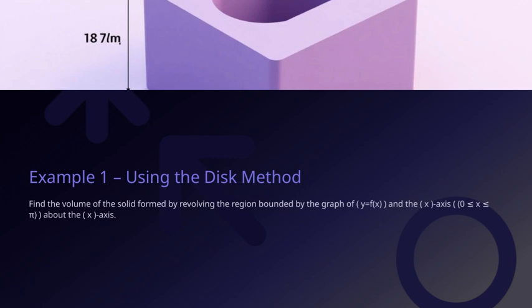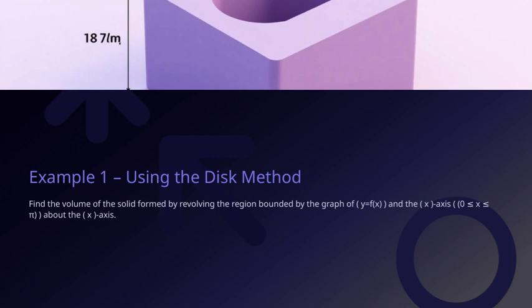The key idea here is to imagine slicing the solid into thin disks perpendicular to the x-axis. Each of these disks has a radius equal to the function value, f of x, at that point. By calculating the volume of each infinitesimal disk and summing them up across the interval, we obtain the total volume. The formula involves integrating pi times the square of the function, from x equals 0 to pi.